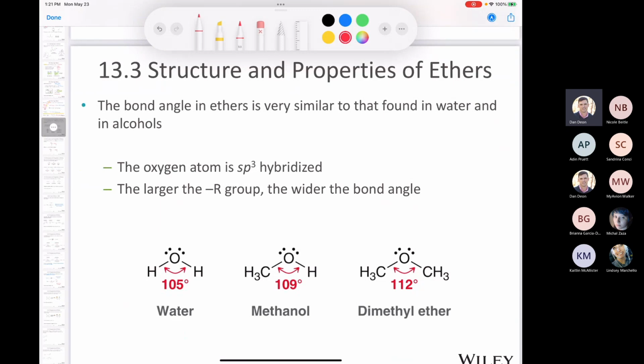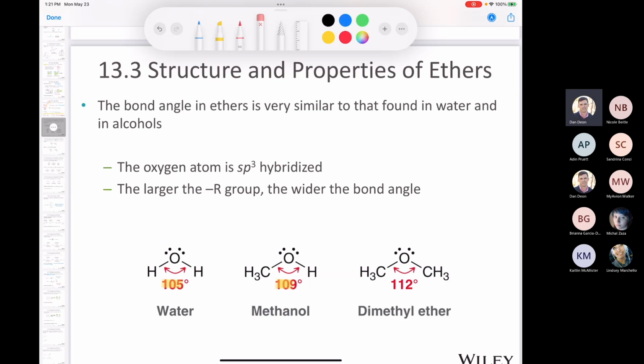It says the bond angle in an ether is very similar to the bond angle found in water and an alcohol. The oxygen atom is sp3 hybridized. We know that because the oxygen atom in an ether has two single bonds and two lone pairs, so sp3 hybridized. But it says here that the larger the R group, the more pronounced or wider the bond angle is. Check it out. If we look at the bond angle in water, we know that it's around 105 degrees. Everybody understands that the lone pairs kind of push the hydrogen atoms together to close that gap and make it a little smaller than 109.5 degrees.